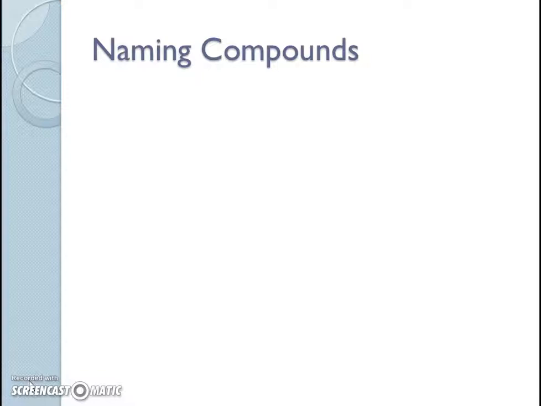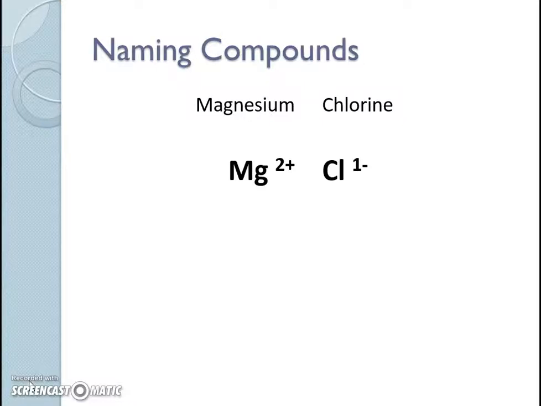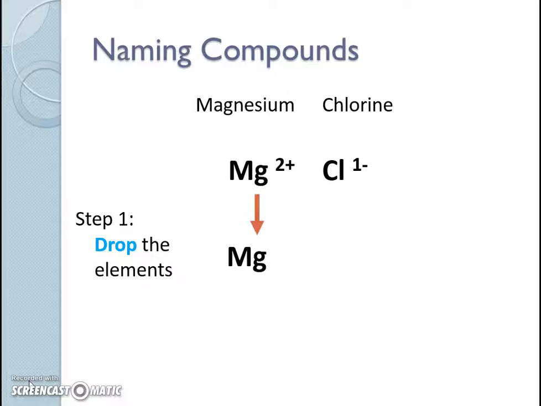Now, as far as naming your compounds and creating this chemical formula, there's a special way that we can remember how to do this. It's called the drop and swap method. So let's say, for example, that we have magnesium, which is Mg, and has an oxidation number of 2+, and we have chlorine, which is Cl, and has an oxidation number of 1-. Step 1 is to drop down the elements that we have. So Mg comes down, as does chlorine.